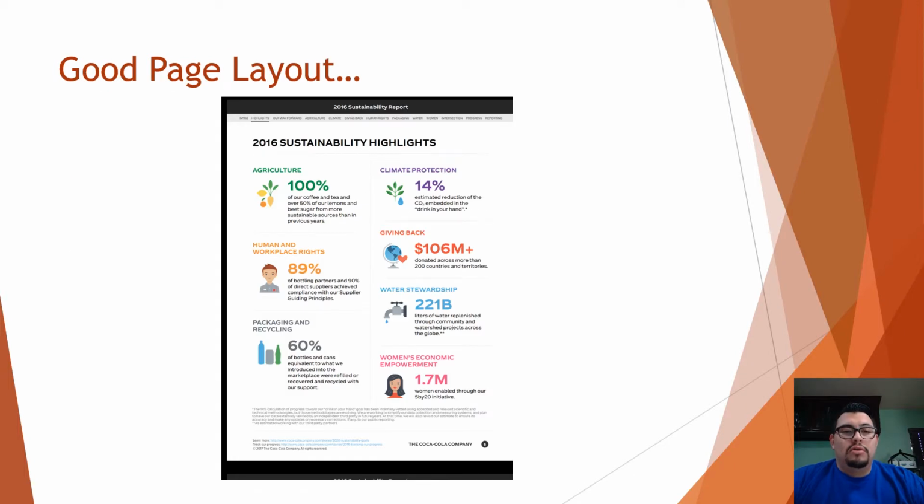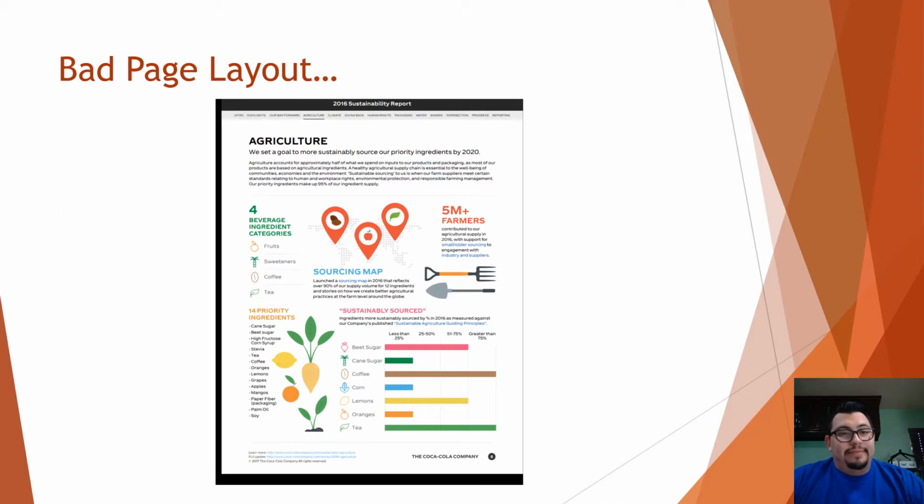inconsistent. Well, this is an example, I would say, for a good page layout. The points are there, good color that's going to bring out the agriculture topic, climate protection, and it's well organized. So you can read it from top down, and you know from the top title that it's the 2016 sustainability highlights. It's to the point, it makes it easier for the reader, and Coca-Cola right at the bottom lets you know what you're going into.